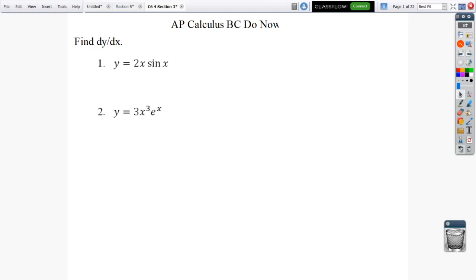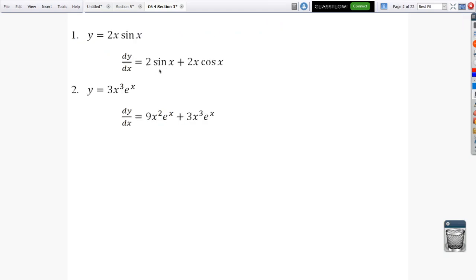So to start this off, this would have been your do now if you were in person. I would highly recommend pausing the video and trying this out, and then coming back together, noting that we are using the product rule to find our derivatives on here. So product rule is important, making sure that you get this right. Remember, product rule is left d right plus right d left.